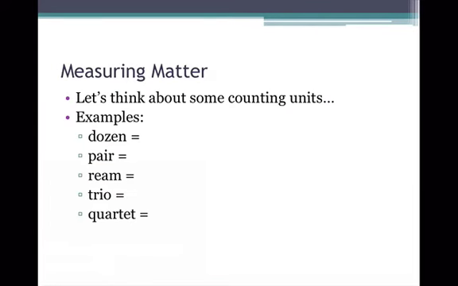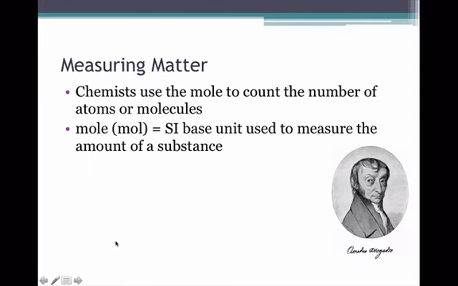So when we're talking about measuring matter, we want to think about counting units to start with. Counting units are things like dozen, pair, ream. They're words that you say that mean a certain amount. So for example, a dozen always means 12. A pair is 2. A ream of paper has 500 sheets of paper in it. A trio is 3. A quartet is 4. So counting units are words that have a numerical meaning to them.